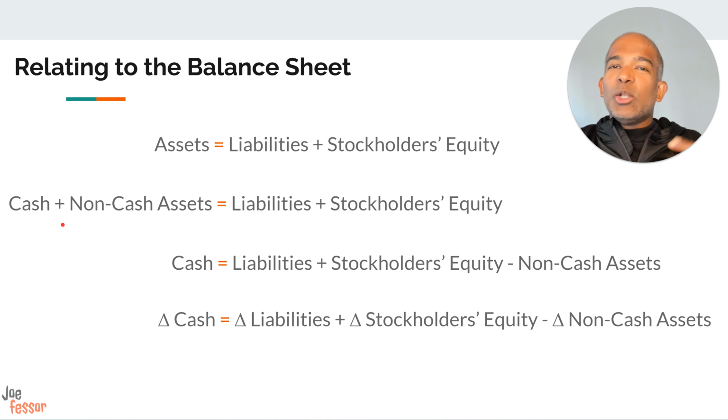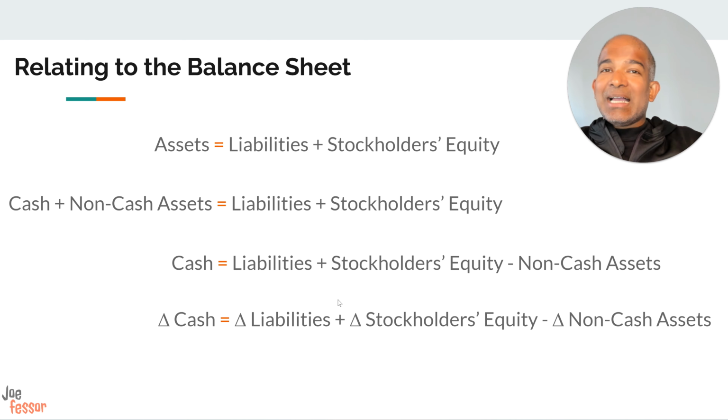We then logically split the assets into two parts. We're just trying to separate cash, so we separate it into cash and non-cash assets, everything other than cash. If we rearrange the equation, we can isolate cash on one side. So cash is equal to liabilities plus stockholders' equity minus non-cash assets.